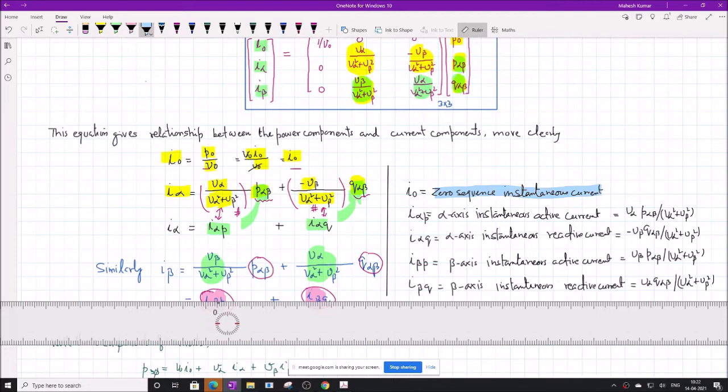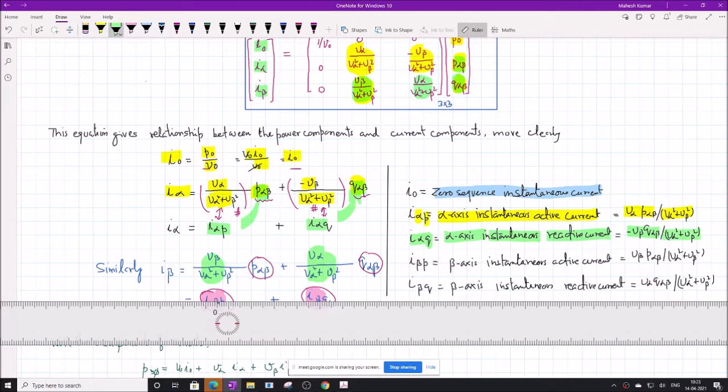I alpha P is called the alpha axis instantaneous active current: P for active, and alpha for alpha axis. The value is V alpha into P alpha beta by (V alpha square plus V beta square). And I alpha Q is nothing but the alpha axis instantaneous reactive current, Q for reactive. Its value is minus V beta into Q alpha beta by V alpha square plus V beta square.